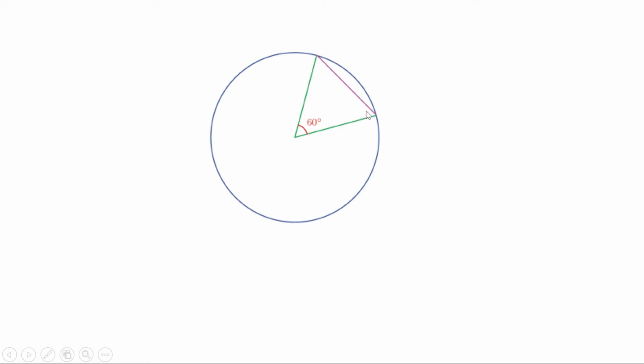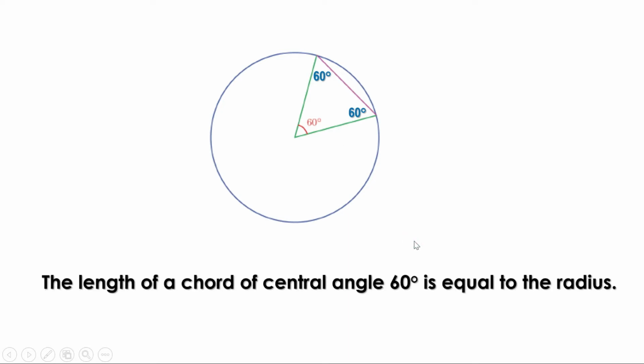We know sum of the three angles of a triangle is 180 degree. Since this angle is 60 degree, sum of the other two angles is 120 degree. That means these two angles are equal and their sum is 120 degree. Therefore, each angle is 60 degree. That means all the three angles of this triangle are 60 degree. Therefore, it is an equilateral triangle. That means all the three sides are equal. Therefore, the length of the chord is equal to the radius of the circle. That means the length of a chord of central angle 60 degree is equal to the radius of the circle.